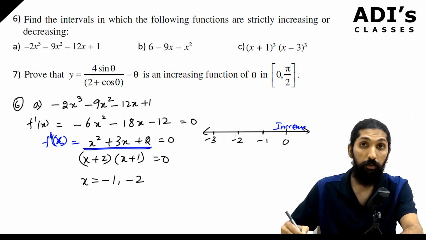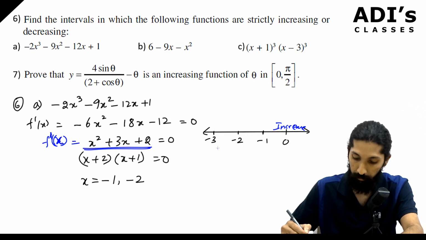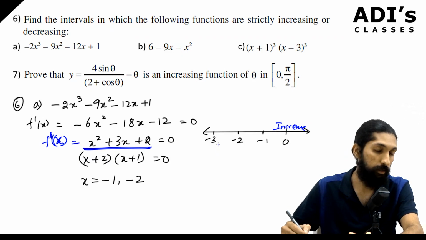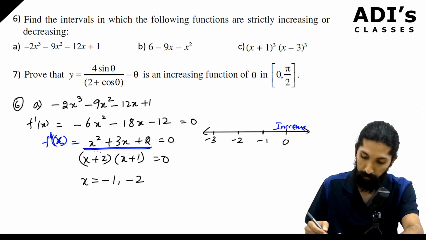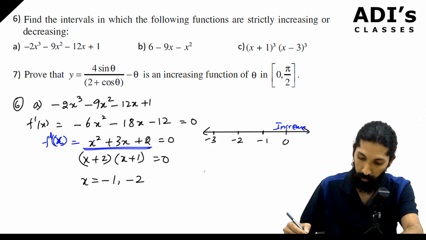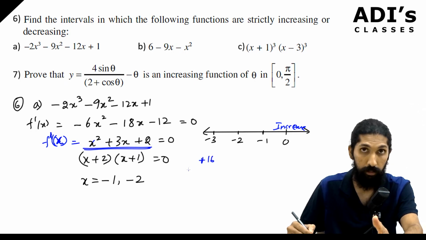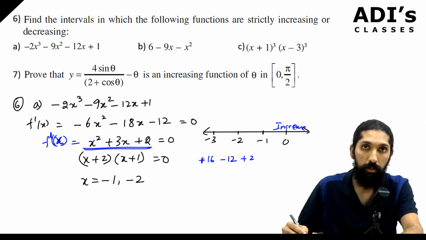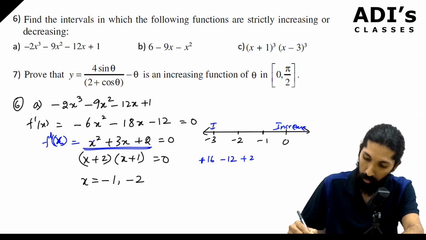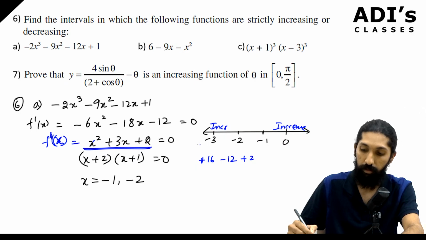Now any value less than minus 2, any value. Like say you take minus 3, minus 4, anything. Let's take x as minus 4 and check. Suppose if x is minus 4, minus 4 square is 16. Then minus 12 plus 2, which is still positive. That means this is also going to be an increasing function.